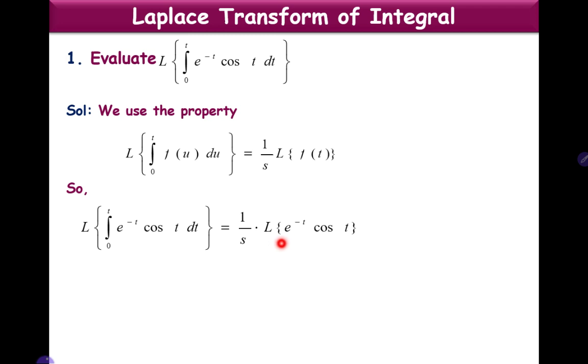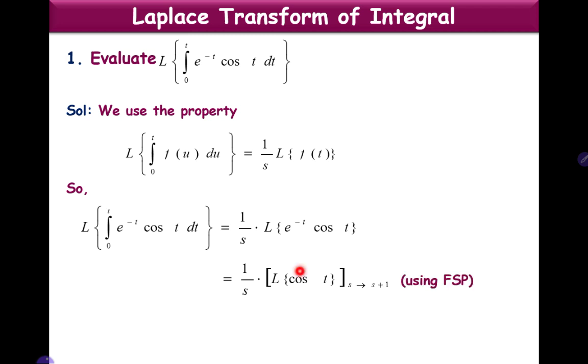So now we have to derive the Laplace transform of e power minus t cos t. So what property shall we apply here? The first shift property, because it is of the form L of e power at into f of t. What does the first shift property say? This is equal to L of f of t, that is L of cos t, with s replaced with s plus 1, because L of e power at into f of t is equal to L of f of t, where s is replaced with s minus a. This is using the first shift property.